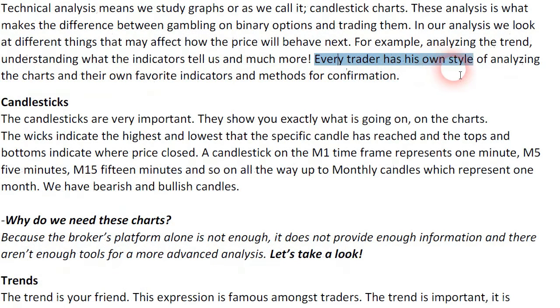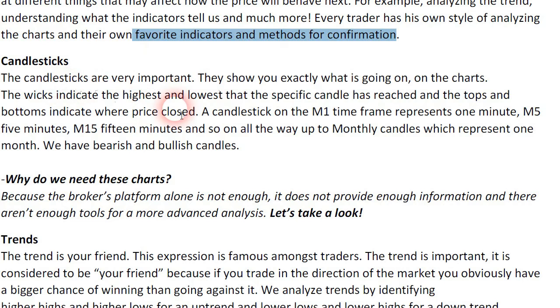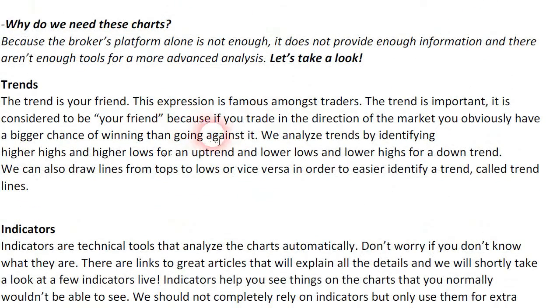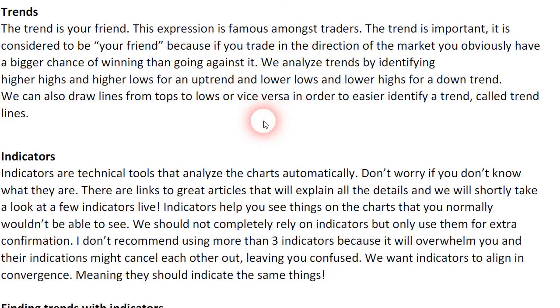Now, every trader has his own style of analyzing the charts and their own favorite indicators and methods for confirmation. I have put together a strategy that any beginner can use. It's really simple because it uses only two indicators, but we will also consider support and resistance, which are highs and lows in the market based on history. I will show you a chart and exactly how to use this strategy, and I also have a recorded video of where I'm taking a trade using this strategy, and I will show you how it turned out.